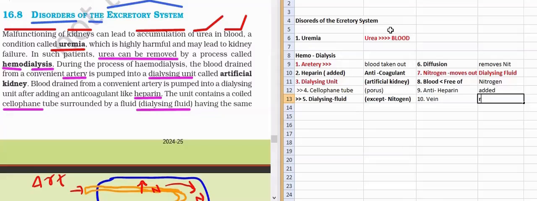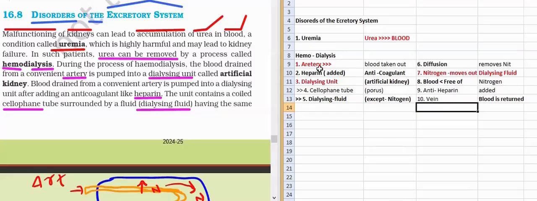So these are the 10 steps. Remember, from the artery the blood is taken out, heparin is added, and it goes into the dialysis unit. It has a cellophane tube and dialysis fluid. Because of diffusion, nitrogen moves out into the dialysis fluid. Then the blood is free of nitrogen. Then anti-heparin is added, and the blood is returned to the vein.